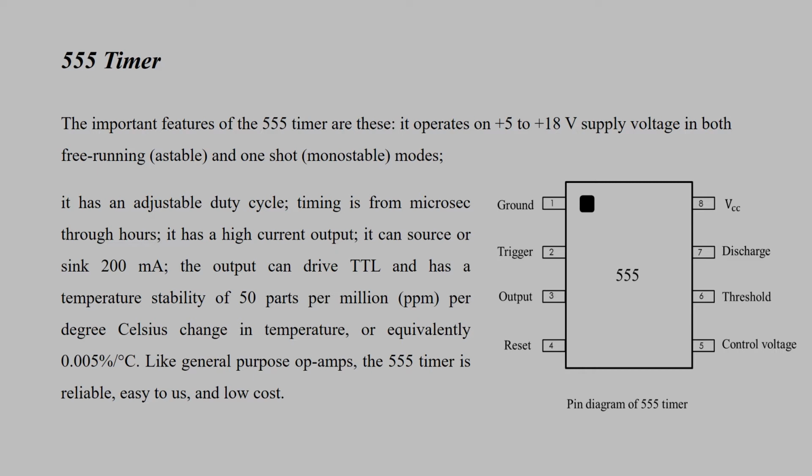Timing is from microseconds through hours. It has a high current output. It can source or sink 200 milliamperes of current. The output can drive TTL and has a temperature stability of 50 ppm per degree centigrade, or equivalently 0.005% per degree centigrade. Like general purpose op-amps, 555 is reliable, easy to use and low cost.